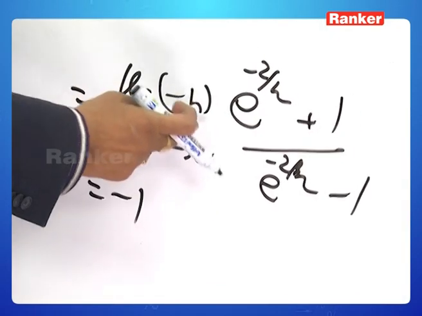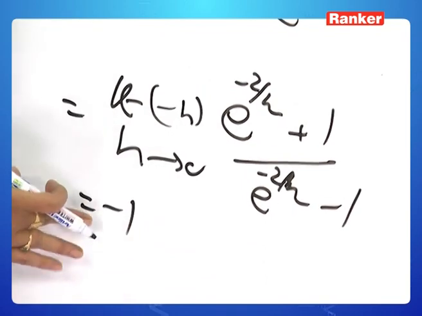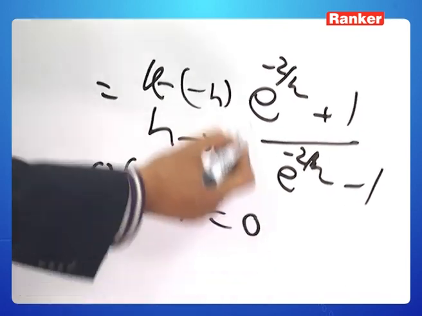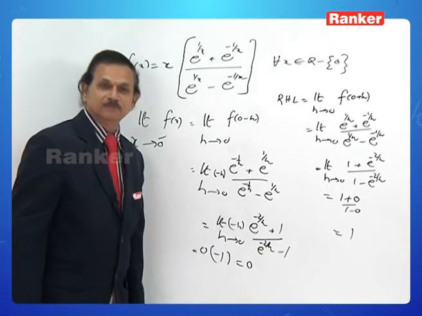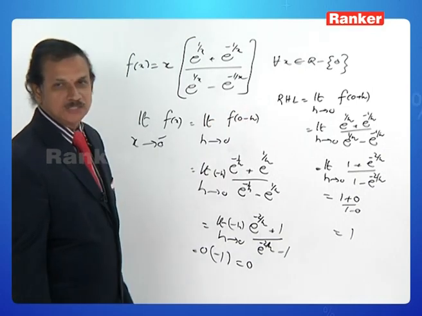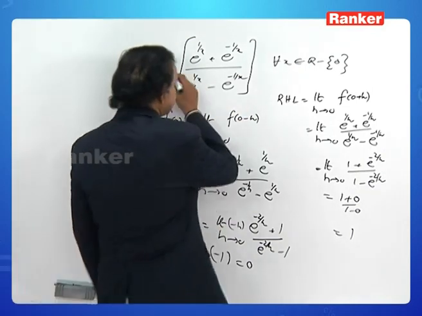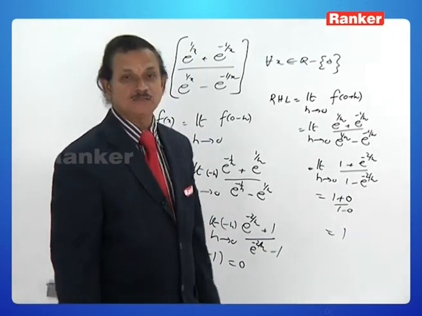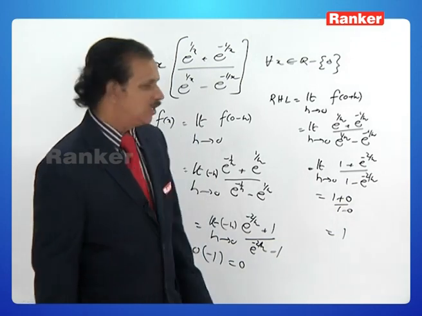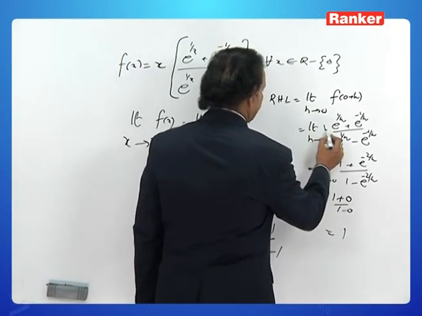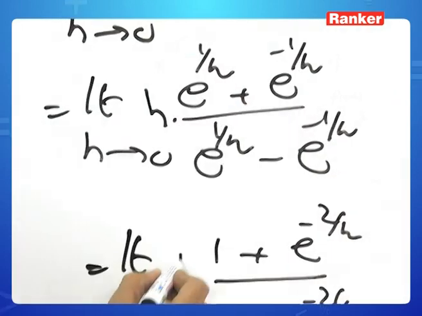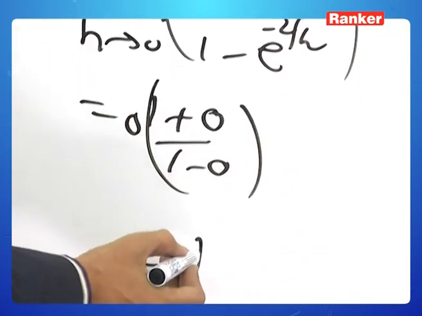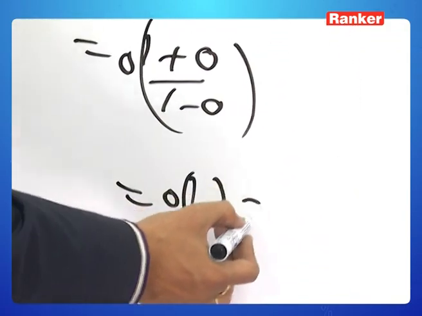As h tends to 0, 0 into this part, which is -1. Therefore, this is 0 into -1, which is 0. Now, observe the right hand limit also. In the beginning, x is there. So, while calculating the right hand limit for x, we generally write 0 plus h, or simply h, into 0, again 0 into 0.